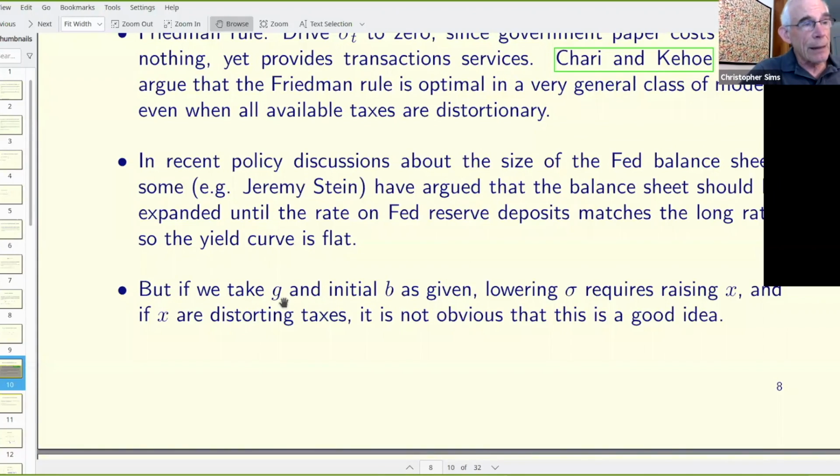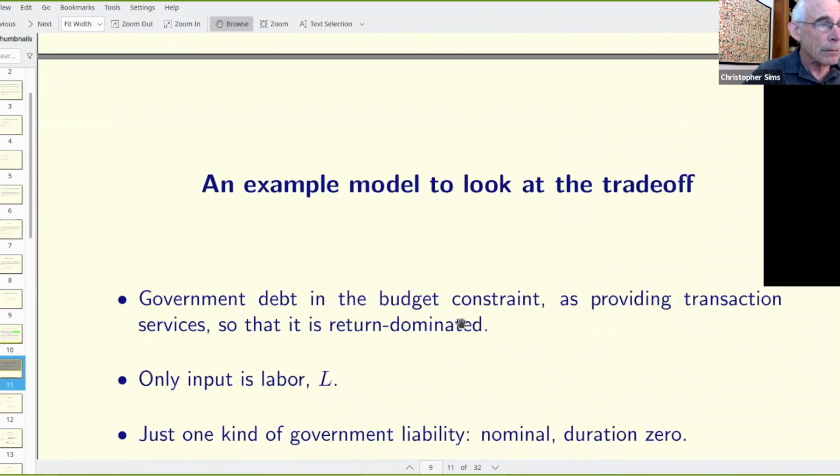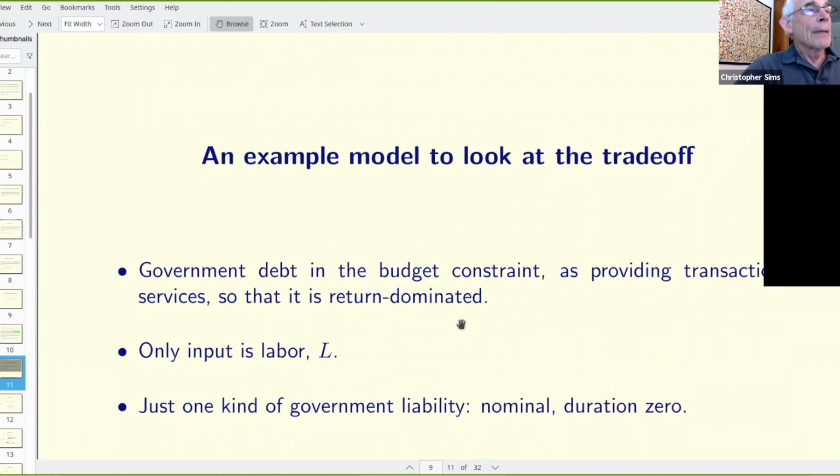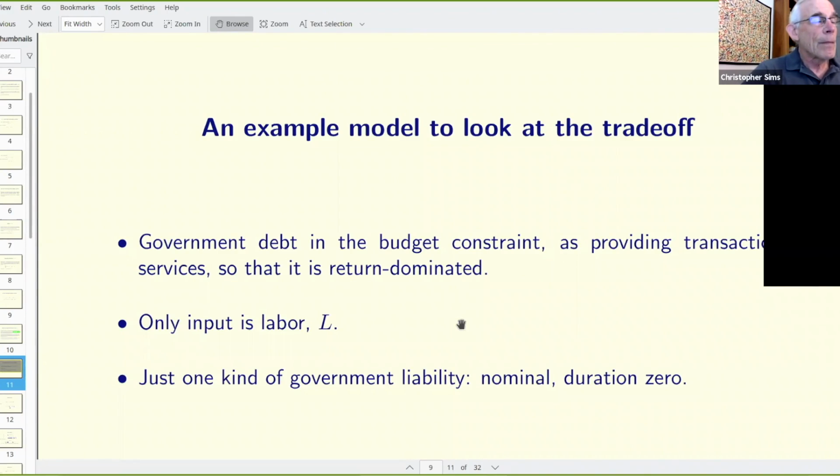But in general, if we take G and the initial debt as given, pursuing the Friedman rule and lowering sigma requires raising X. And if X is made up of distorting taxes, it's not obvious that this is a good idea. So here's a simple model within which we can look at the trade-off. It has characteristics that make it essentially impossible that debt is self-financing, but it's calibrated to be vaguely realistic.